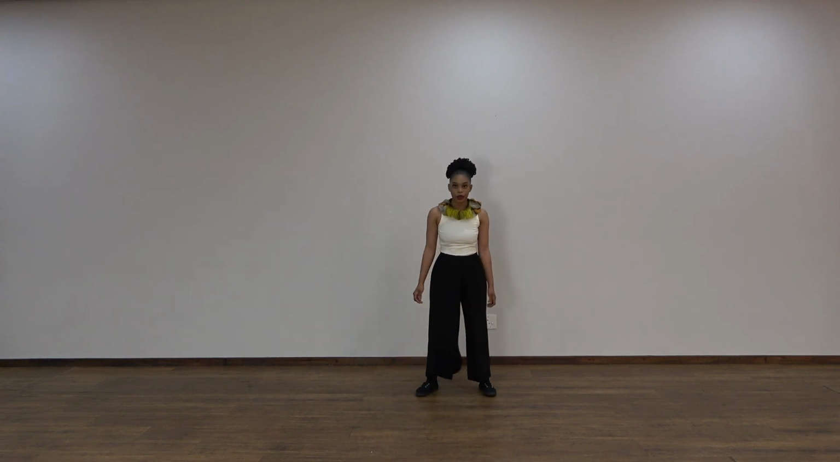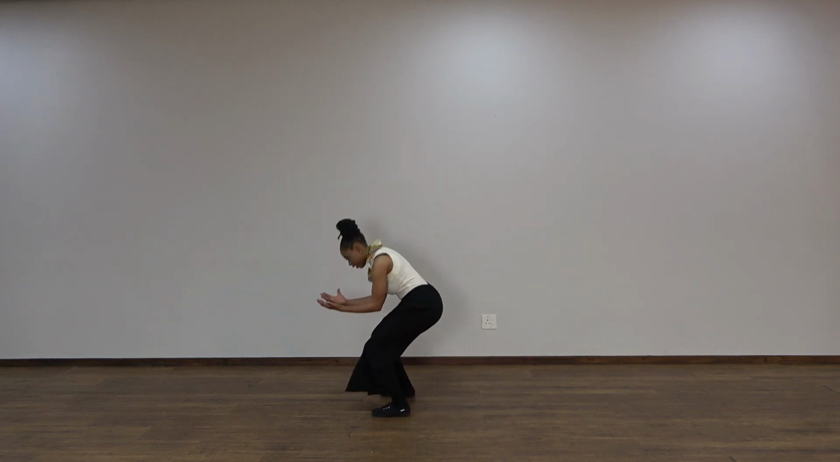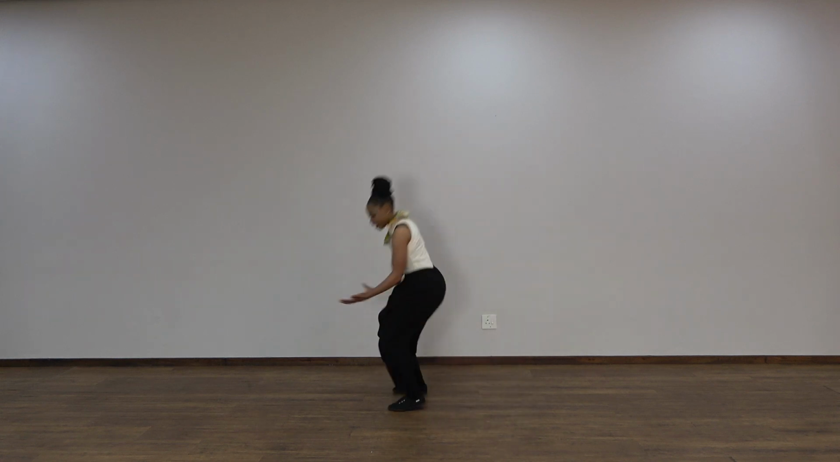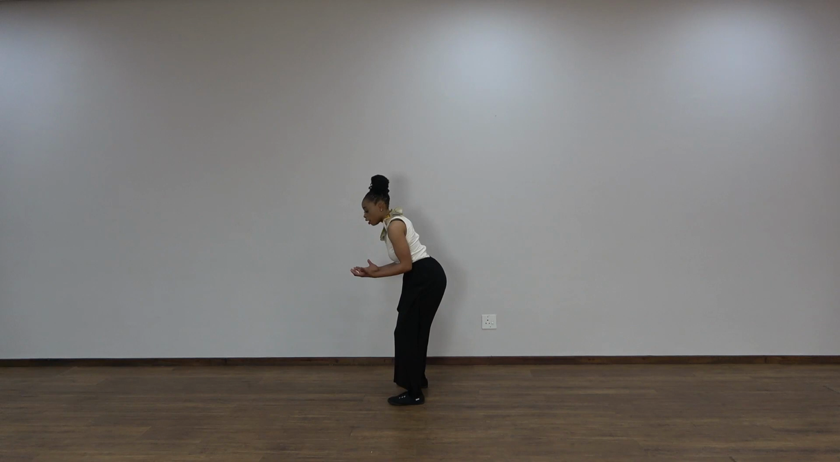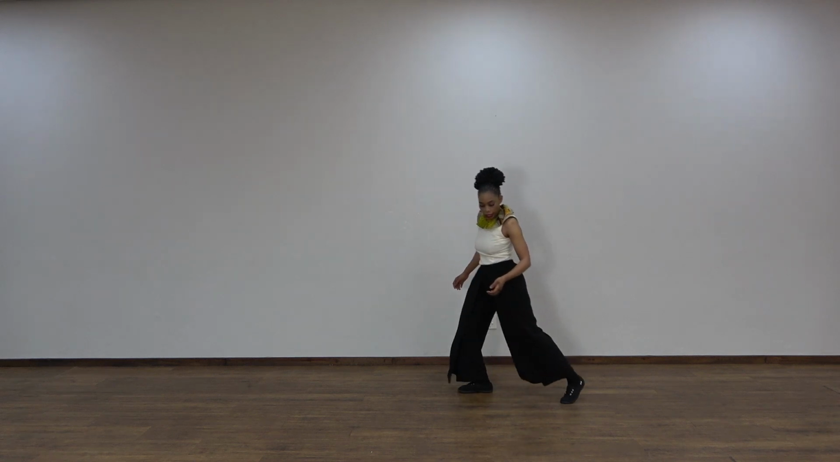So now let's combine all the movements together. 5, 6, 7, 8. Again, 5, 6, 7, 8. Let's move on to the second movement. So from this position, your left leg will go back and your right leg in and back and in.